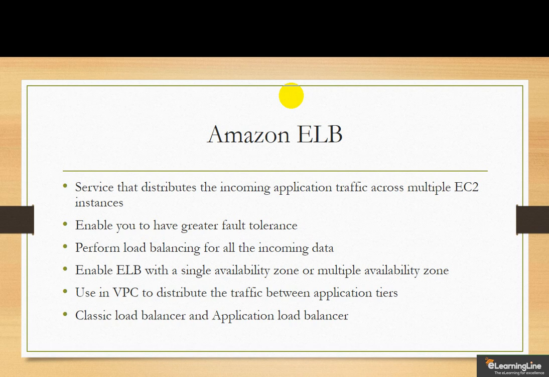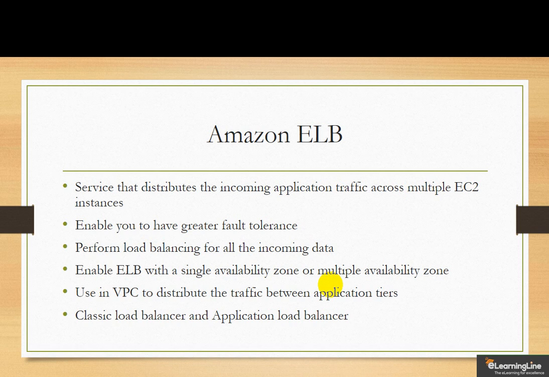So let's say your web server is getting 1,000 requests per minute. You can divert 500 requests to the first server and the remaining 500 to a different EC2 instance. Okay, it supports enabling ELB with a single availability zone or multiple availability zones. So this ELB will divert your traffic into east 1A, east 1B and east 1C.